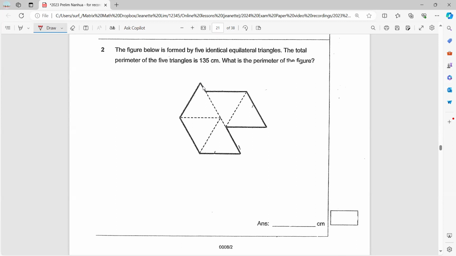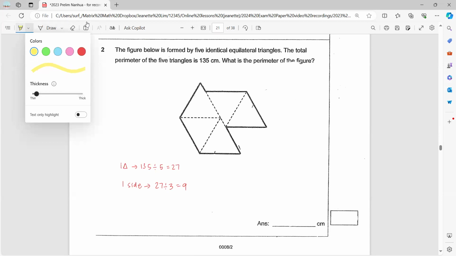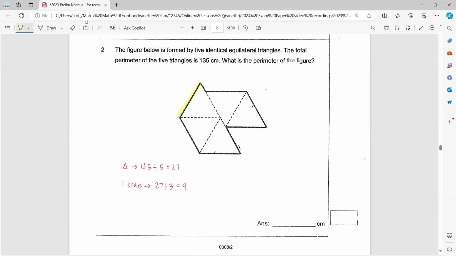So one triangle itself, the perimeter would be 135 divided by 5, which is 27. Okay, so in one triangle, you have 3 sides. So one side of the triangle will be 27 divided by 3, since the question said that they are equilateral triangles. So every side is 9 cm. How many sides are there? 1, 2, 3, 4, 5, 6 full sides.